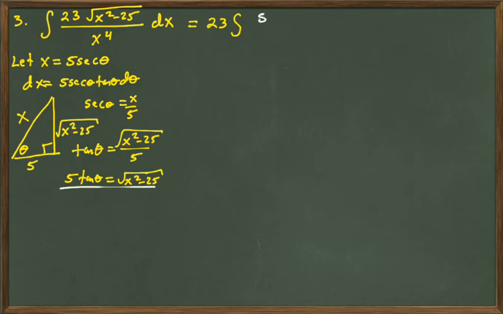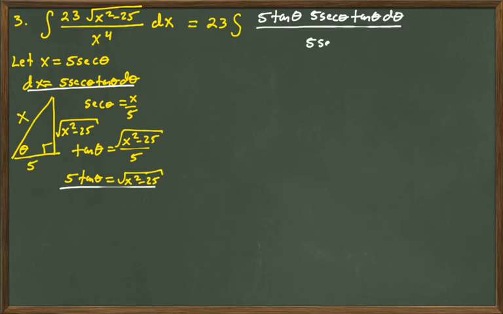Alrighty, so let's go ahead and slide the 23 out. Integral of 5 tangent of theta replaces the radical. dx is 5 secant theta, tangent theta, d theta. And then x to the 4th is going to be 5 secant of theta to the 4th power. So we have 5 times 5 in the numerator, and 5 to the 4th in the denominator, so we still have a 5 squared in the denominator. We're going to slide that out, so 23 over 25.